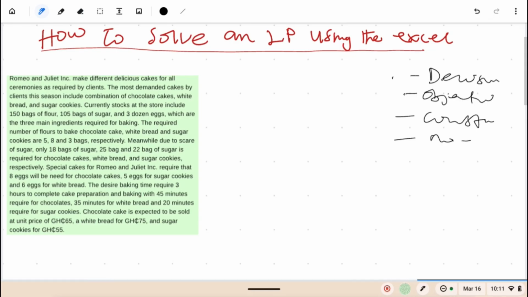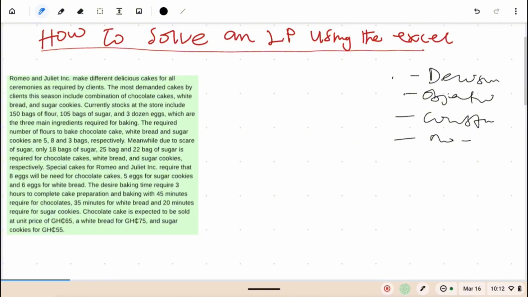Currently, stocks at the store include 150 bags of flour, 105 bags of sugar, and 3 dozen eggs, which are the 3 main ingredients required for baking. The required number of bags of flour to bake chocolate cake, white bread, and sugar cookies are 5, 8, and 3 respectively. Meanwhile, due to scarcity of sugar, only 18 bags, 25 bags, and 22 bags of sugar are required for chocolate cakes, white bread, and sugar cookies respectively.